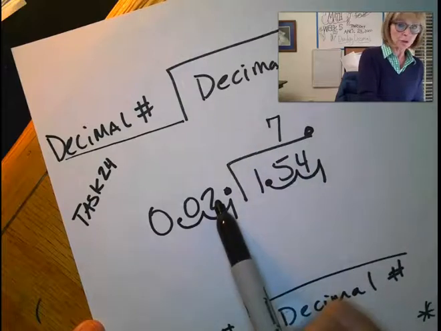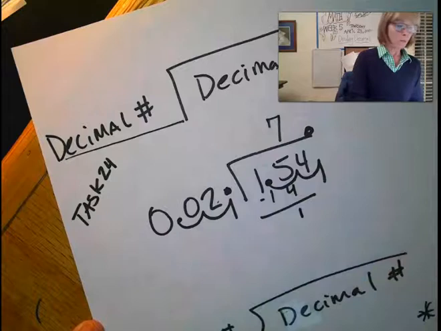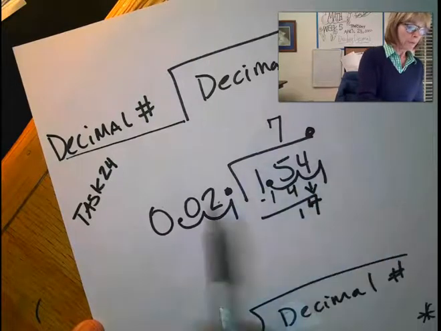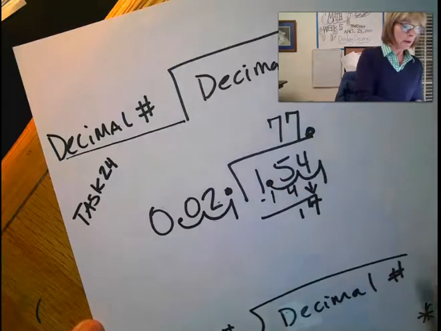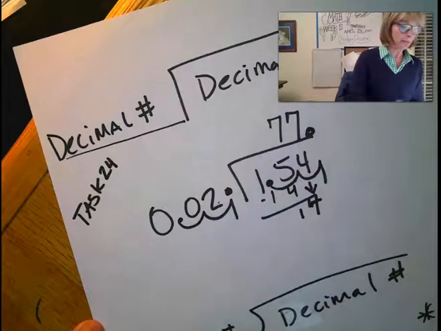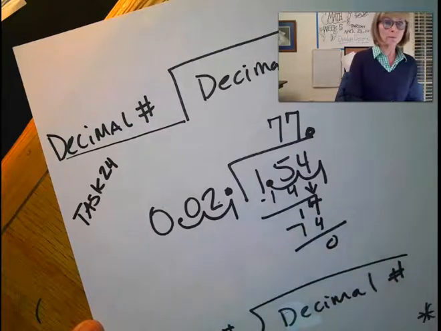7 times 2 is 14. I'm going to subtract and have 1. I'm going to bring down that 4, and then 2 goes into 14 7 times. You want to make sure that you're putting these digits in the right place in your dividend. 7 times 2 is 14, and I have 0 left over.